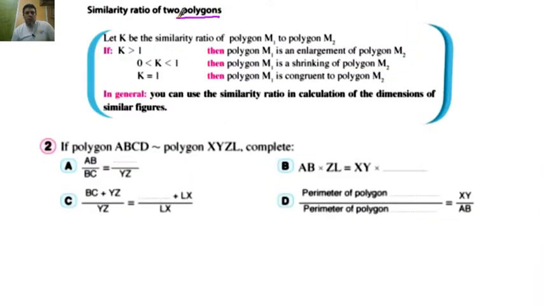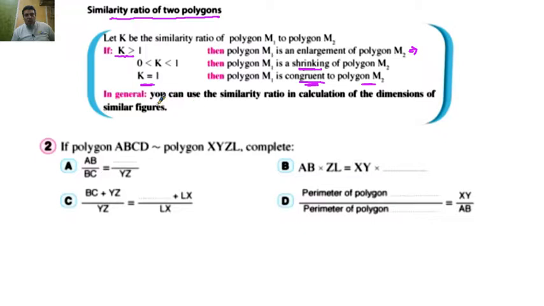Similarity ratio of two polygons. Let K be the similarity ratio of polygon M1 to M2. If K is greater than 1, then polygon M1 is an enlargement of M2. If K is between 0 and 1, polygon M1 is a shrinking, which is a minimization of polygon M2. If K equals 1, then polygon M1 is congruent to M2.